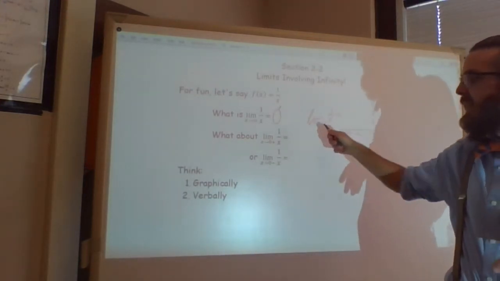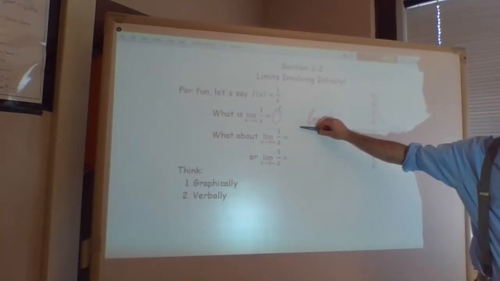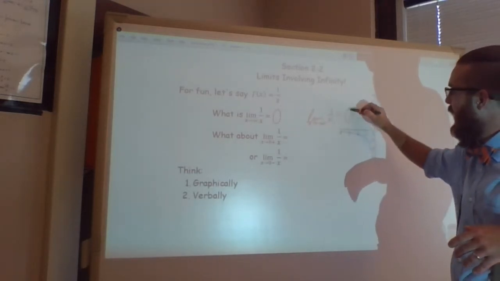Same thing over here. Limit as x approaches negative infinity of 1 over x. We're going to go all the way to the left. And as we go to the left, we have the same horizontal asymptote at 0.